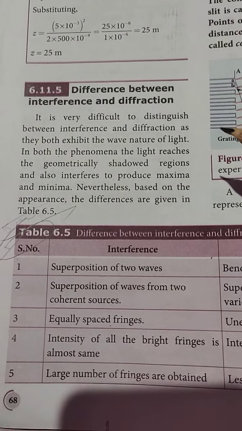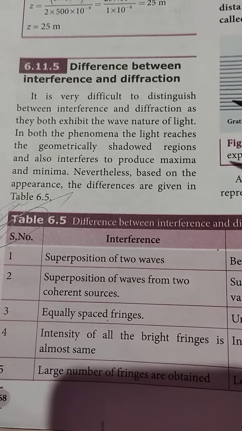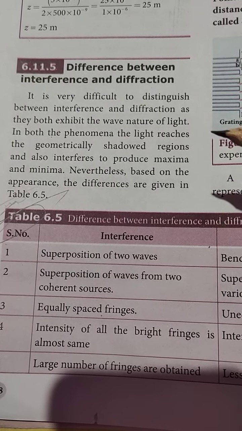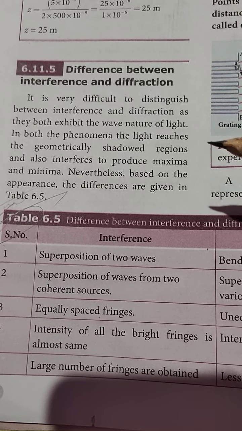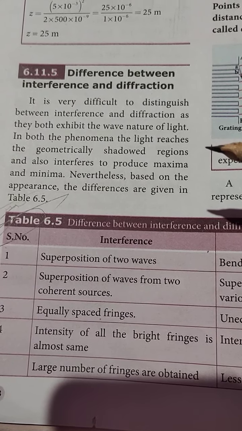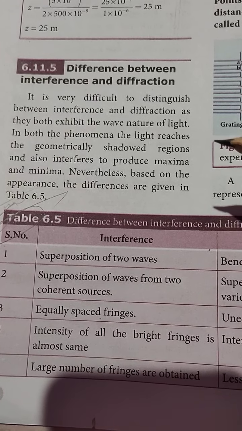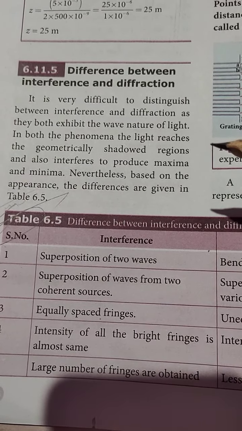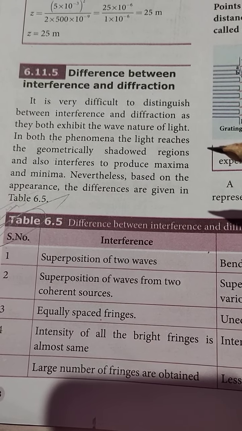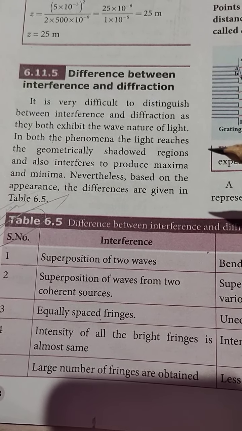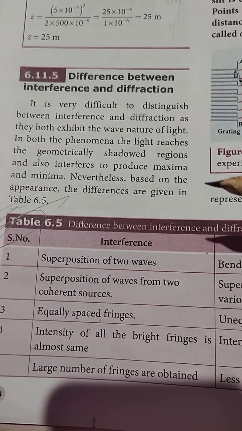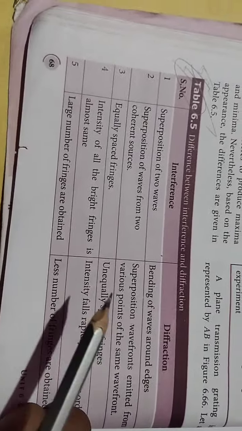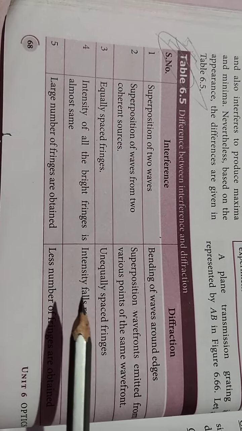In the afternoon session, we discussed the topic of the difference between interference and diffraction. It is very difficult to distinguish between interference and diffraction, as both exhibit the wave nature of light. In both phenomena, light reaches the geometrically shadowed region and also interferes to produce maxima and minima. Nevertheless, based on the appearance, the difference is given in a tabular column, Table 6.5. So simply, what are the differences between interference and diffraction?